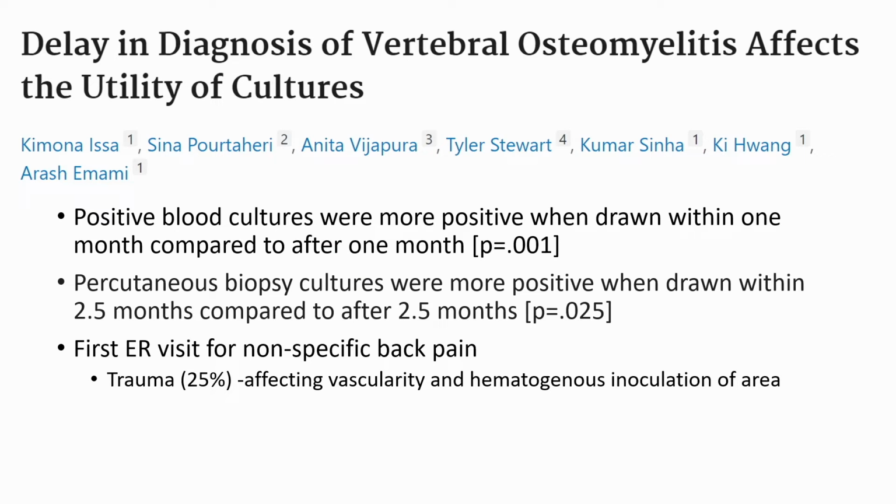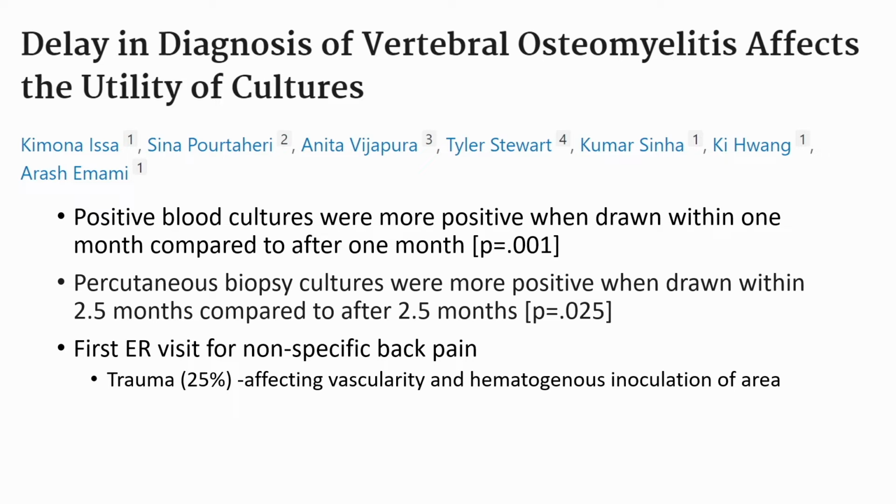Also, in terms of biopsy, if you take a biopsy within 2.5 months of the infection, it's more likely to be positive. If you take a biopsy in a delayed fashion, more than 2.5 months from the time of infection, the biopsy is more likely to be negative, and you won't be able to determine the pathogen that's causing the infection.